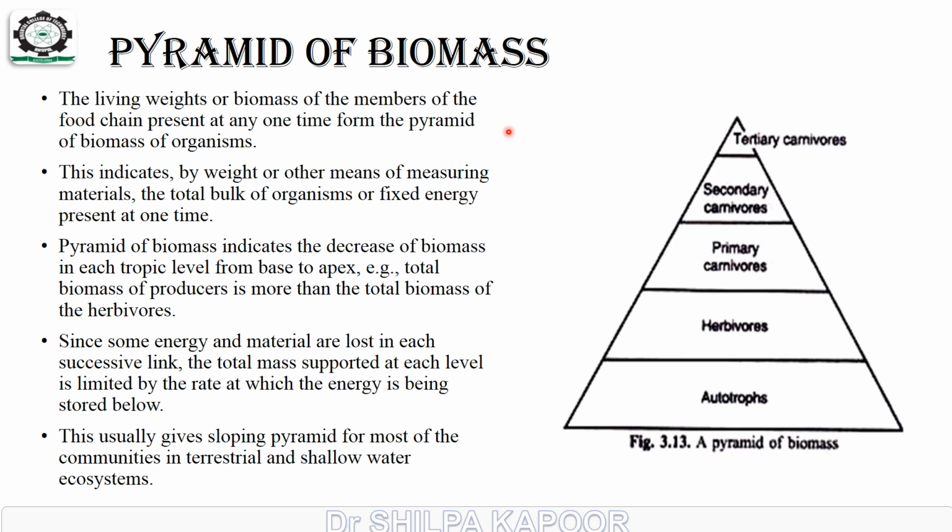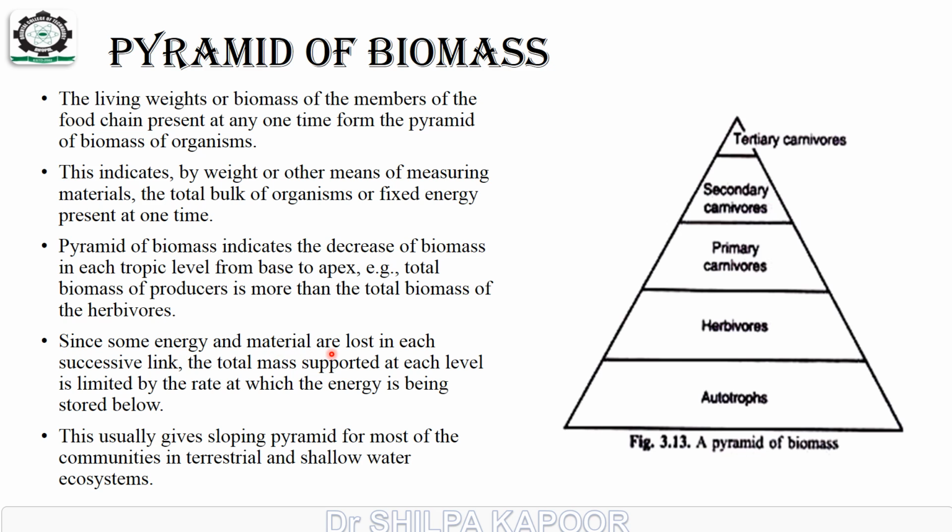Pyramid of biomass. The living weights or biomass of the members of the food chain present at any one time form the pyramid of biomass of organisms. This indicates, by weight or other means of measuring materials, the total bulk of the organisms or the fixed energy present at one time. The pyramid of biomass indicates the decrease of the biomass in each trophic level from base to apex, that is, the total biomass of producers is more than the total biomass of the herbivores.